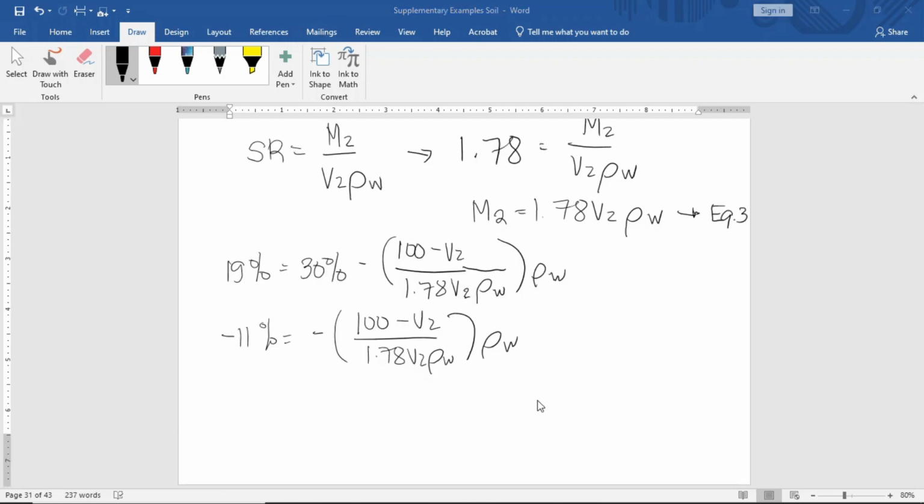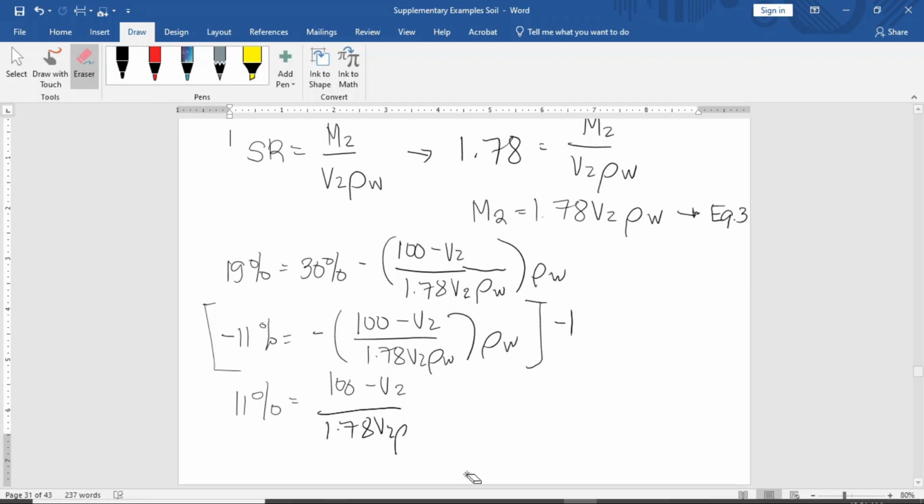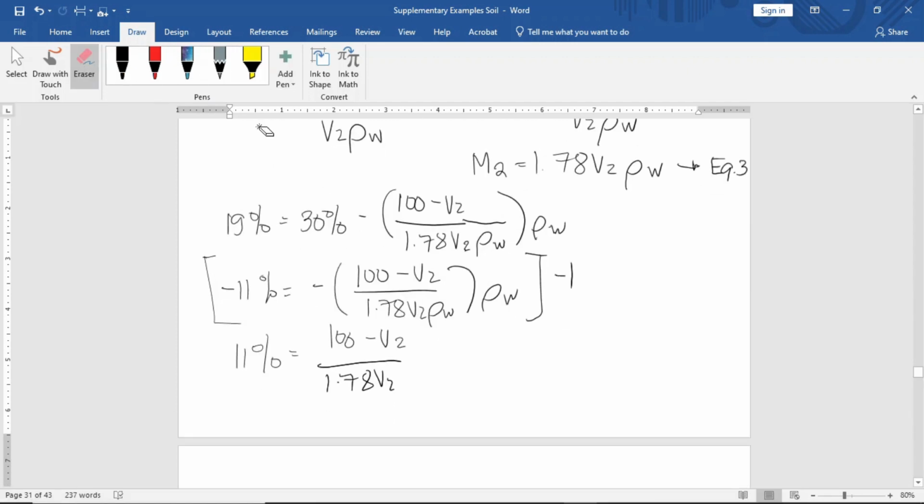So, after that, negative dito, iyan lang natin. Times by negative 1. So, makakancel rin yung unit weight of water natin. So, 11% is equal to 100 minus V sub 2 all over 1.78 V sub 2 times... bale, yan na yung natin. So, recalculate lang natin.